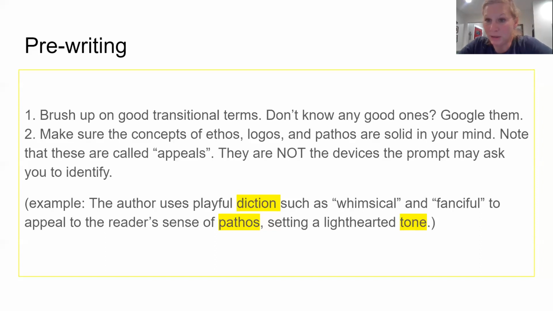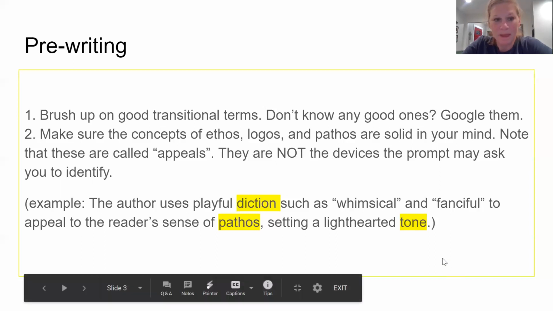Pathos is an appeal, so those devices add to the appeal, but the appeal itself is not one of the devices that the prompt is asking you to identify. It will help with the overall coherence of your essay to add in the ethos, logos, pathos, but those are not the devices. They're expecting you to cover the appeals. The devices are how they actually accomplish that.